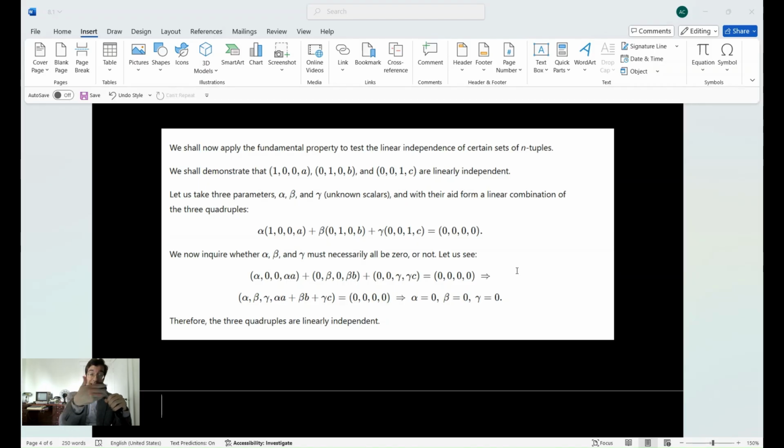If you expand component-wise, you get these combinations here. When you combine alpha, beta, gamma, you get 0, 0, 0, 0. And at once, the first 3 coordinates yield alpha equals 0, beta equals 0, and gamma equals 0. And so without appeal to hand-waving, you don't need the crutches of numerical guesswork here. You can conclude with certainty that these 3 quadruples are linearly independent.